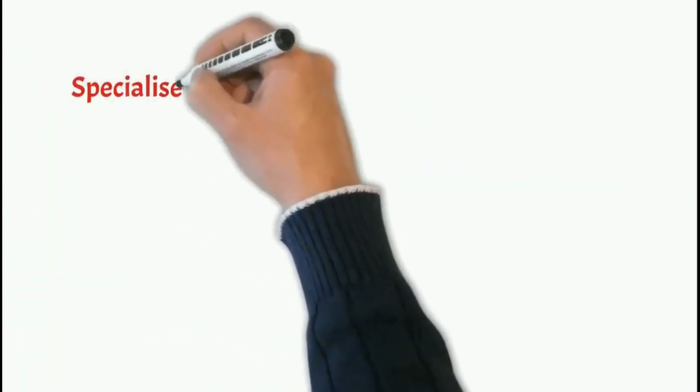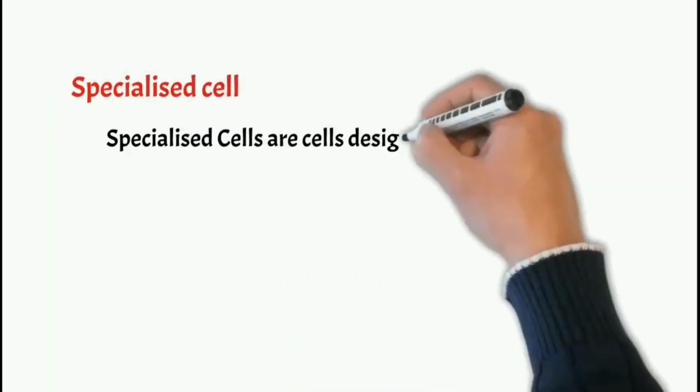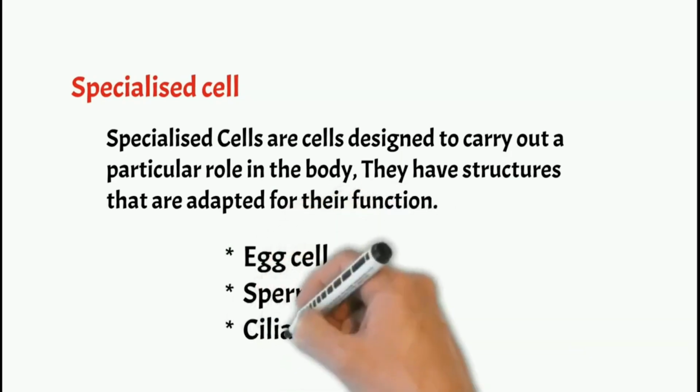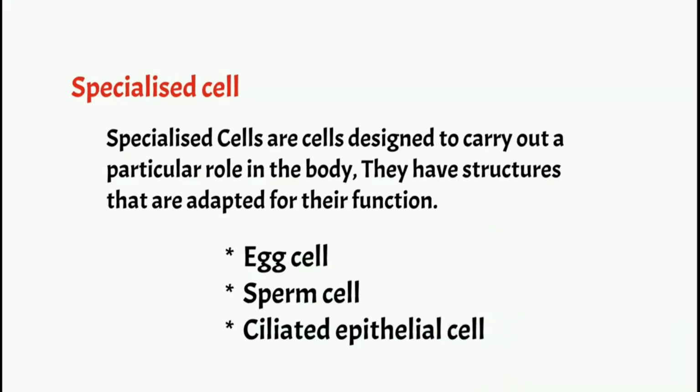Let's talk about specialized cells. Specialized cells are cells designed to carry out a particular role in the body. They have structures that are adapted for their function. Now let's look at three human specialized cells: the egg cell, the sperm cell, and the ciliated epithelial cell.